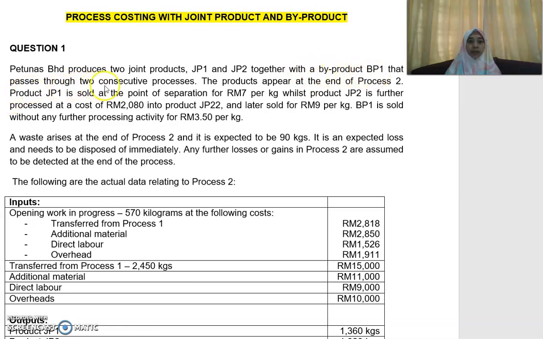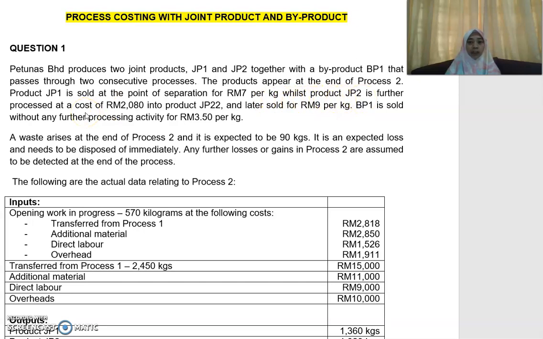So that passes through consecutive processes. The products appear at the end of process 2. Product JP1 is sold at the point of separation, which is known as the split-off point. It is sold for 7 ringgit per kg, whilst your product JP2 is further processed.